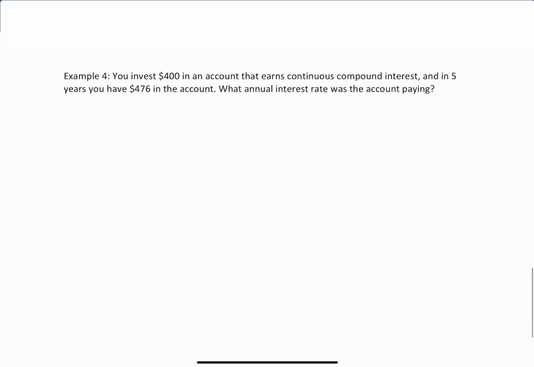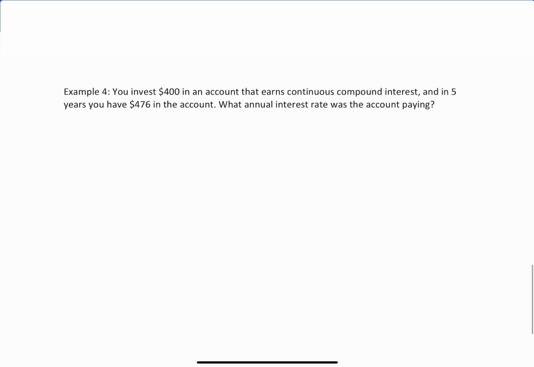I have one more example for you. You invest $400 in an account that earns continuous compound interest. And again, this continuous tells us that we're going to use the formula A equals P e to the RT. Let's see, in 5 years, we have $476 in the account. What annual interest rate was the account paying?